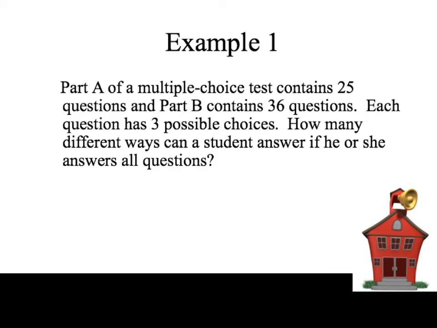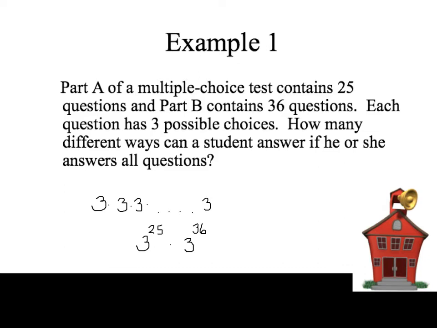Well, there are 3 possible answers for the first question, 3 possible answers for the second, for the third, and so on, all the way to the 25th question on the first part of the multiple choice exam. So you're basically multiplying 3 by itself repeatedly 25 times. So that'll be 3 to the 25th power. The same thing is true for Part B. For Part B, there are 3 possible choices, and you're going to have those 3 choices on 36 different questions. So you're going to have 3 to the 36th power.